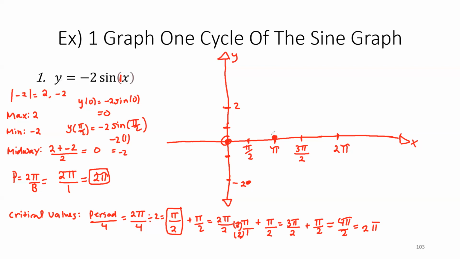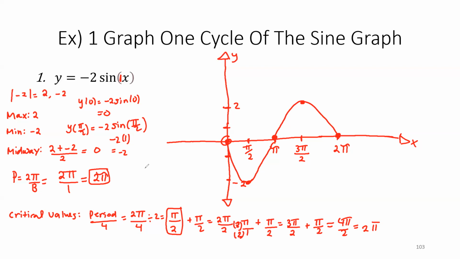So that means at pi, it's going to start at your midway again. So at pi it goes at 0. And then 3 pi over 2 starts at your max, which is at 2. And then at 2 pi, midway, right? So there's your one cycle sine graph. Okay, so that's it. That is one cycle.